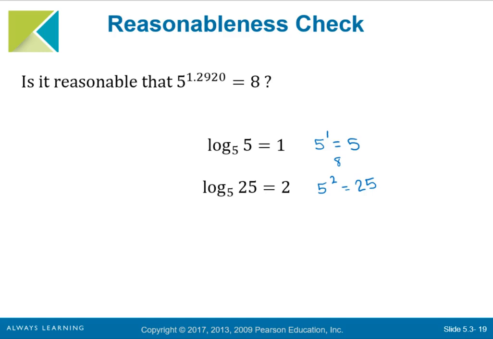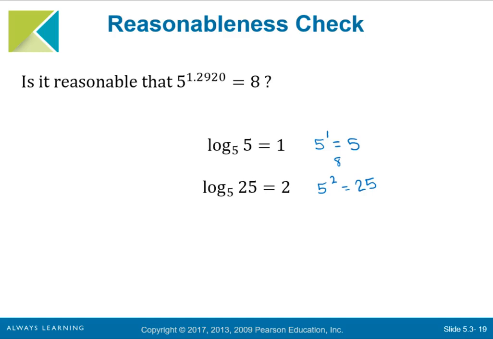So if I have a log base 5, my 8 is going to fall between 5 and 25, right? So I have one exponent, and then I have a 2 for an exponent. In between those two, I'm going to have an 8. So my log base 5 is going to be bigger than 1 but less than 2.